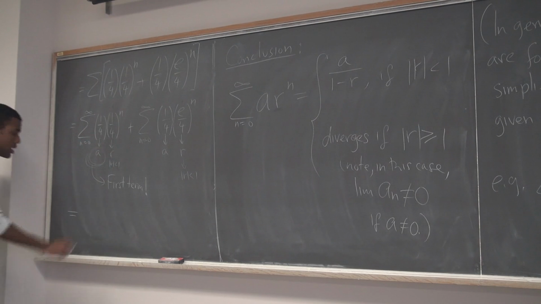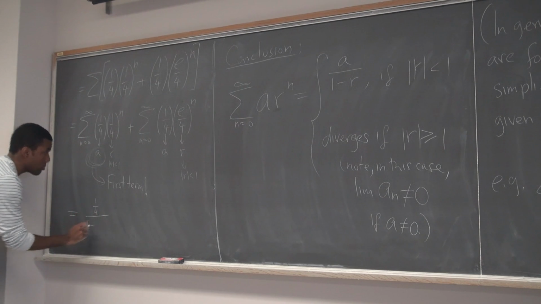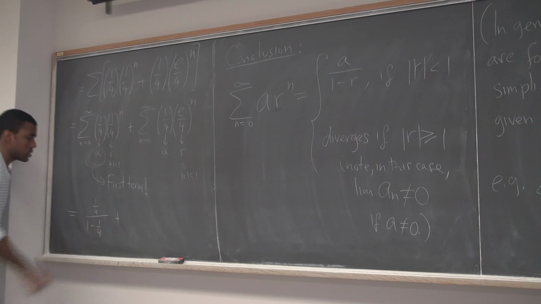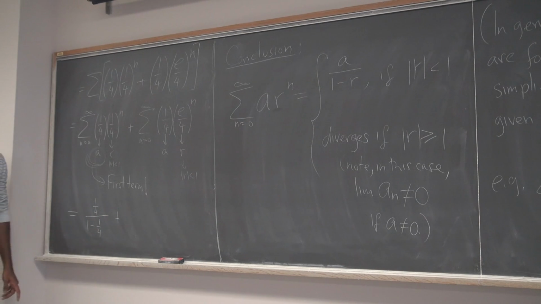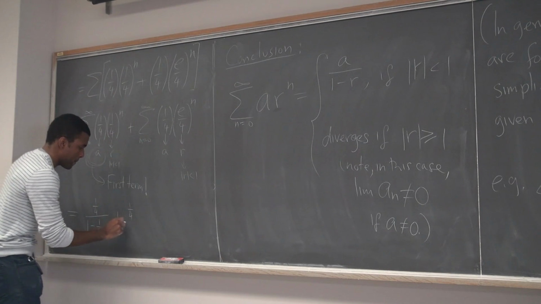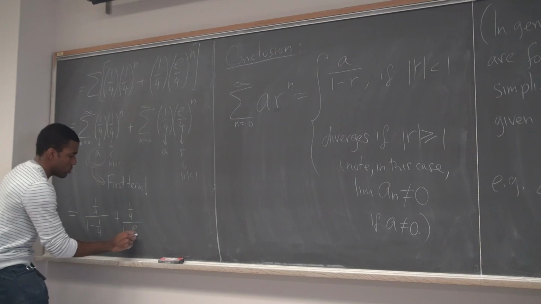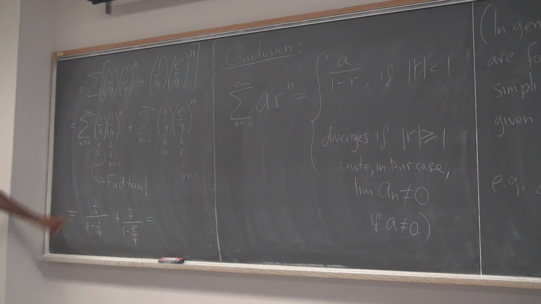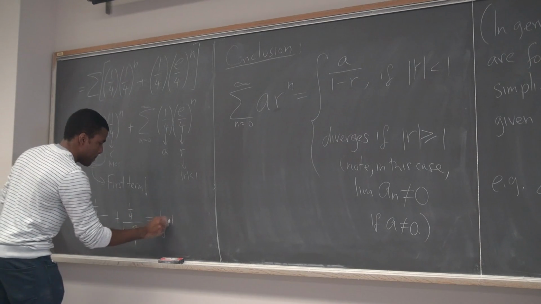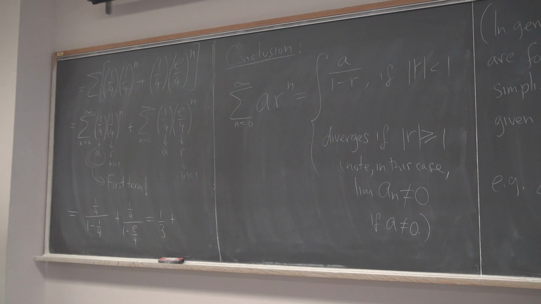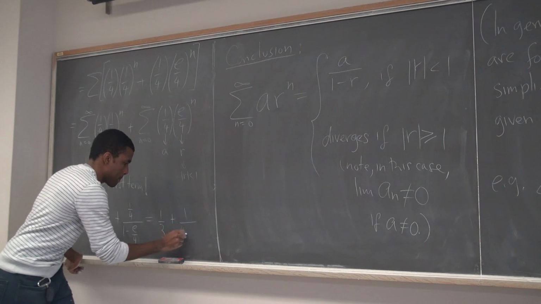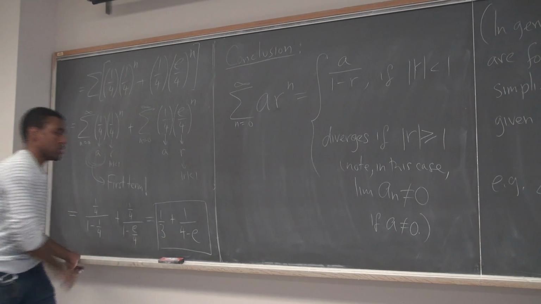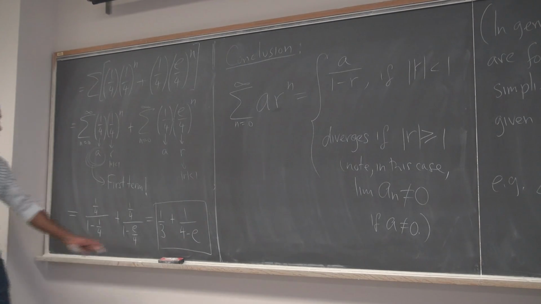a over 1 minus r. a is the first term, which is a quarter, over 1 minus a quarter, plus this one, where a is a quarter, over 1 minus e over 4. A quarter over 1 minus a quarter is what? A third. Plus a quarter over 1 minus e over 4. That's actually the answer. So this series converges, and in fact it converges to that number.